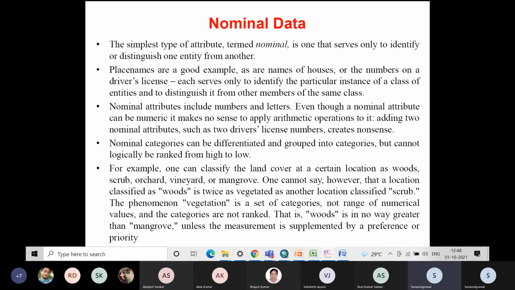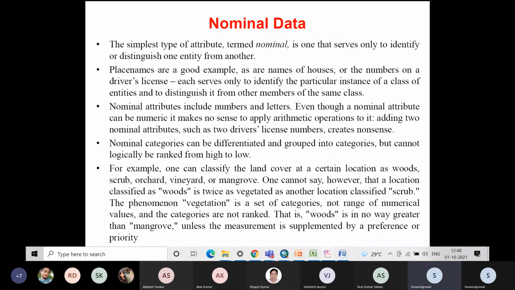What is nominal data? You know, nominal data is any data on which you cannot perform the arithmetic operation. Okay? So this is a very simple type of attribute data, and it is used to identify or distinguish one of the entity. One of the very common things is that any of the proper noun will be the nominal data. Okay.